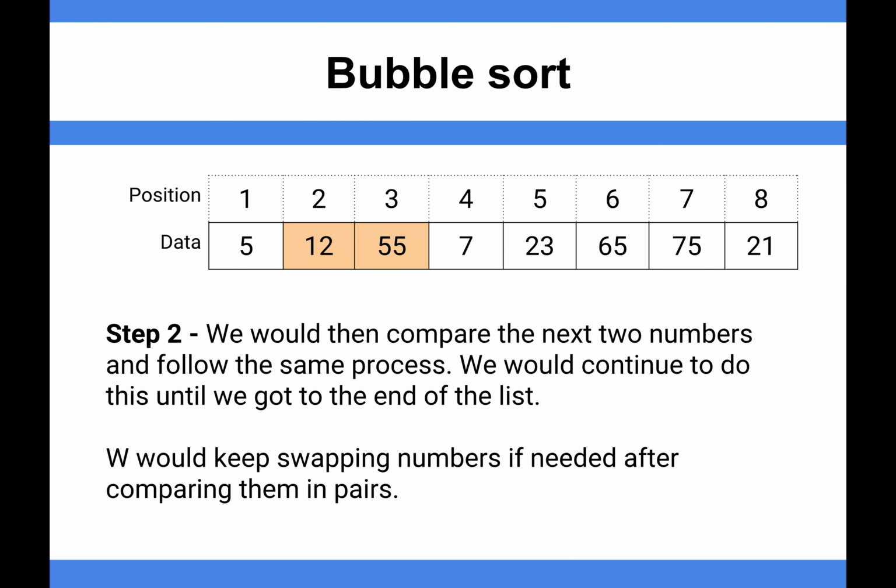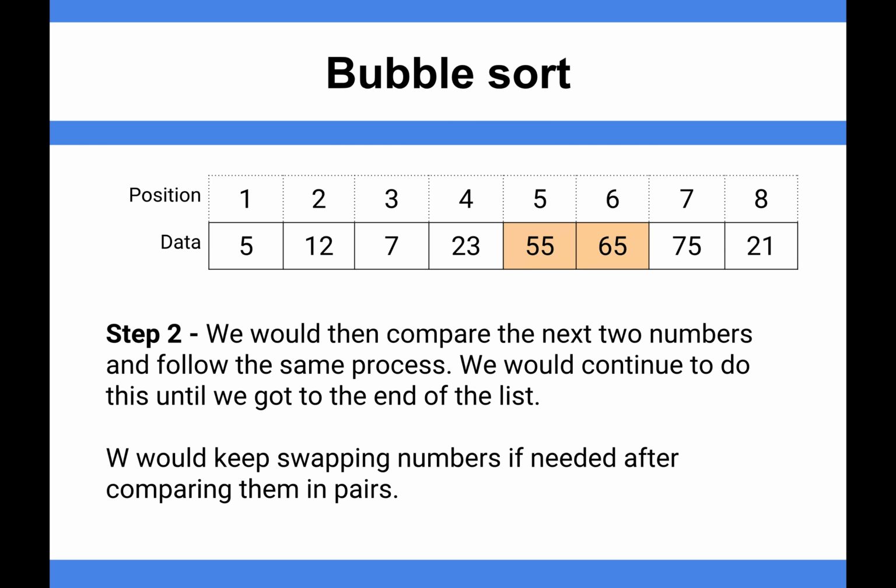Then it would look at the next set. Obviously 12 is now in position 2, isn't it? It would look at the next set and go, 12 is smaller than 55, so if I'm just looking at those two, they're in the correct position. Then it would go again and say, right, 55 is greater than 7, so I need to swap those two over. So 55 will become position 4, 7 will become position 3. Then it would look at 55 and 23 again. It's going to have to swap. So 55 goes to position 5, 23 goes to position 4.